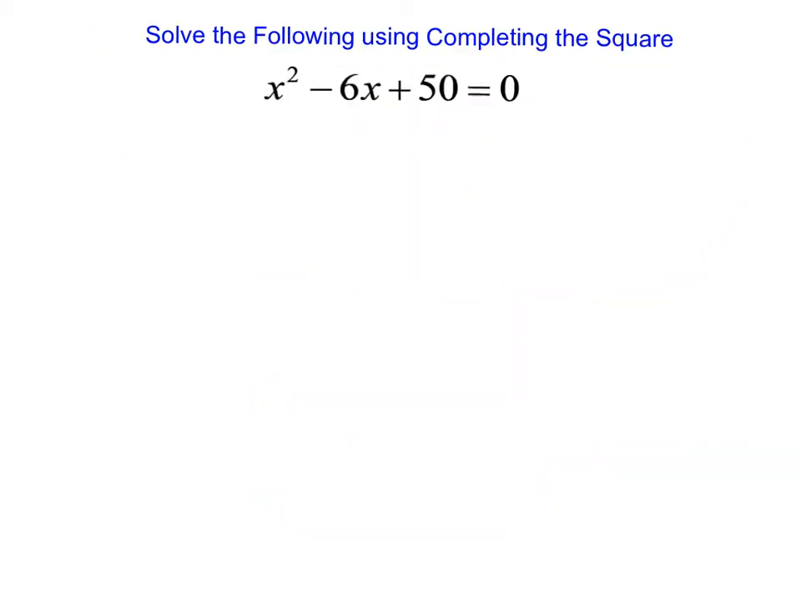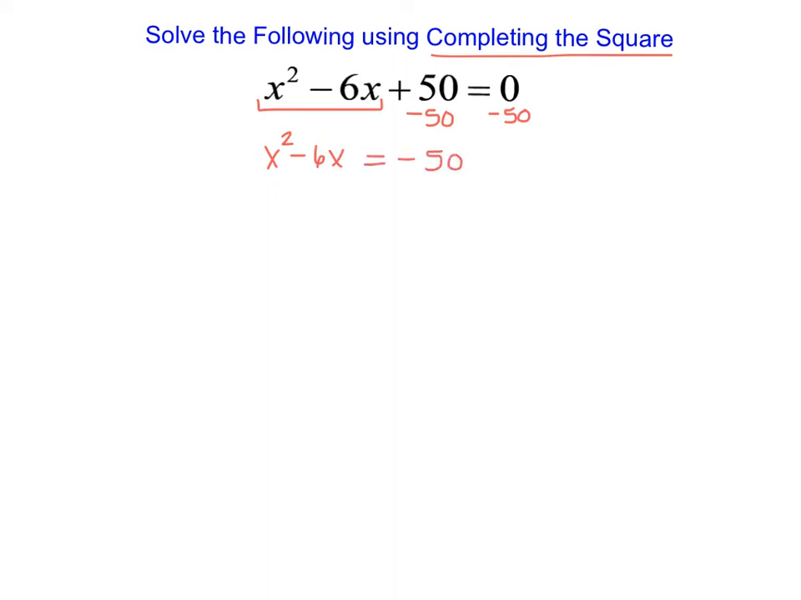So let's practice a second example. So again, we're using completing the square. And when we use completing the square, we want everything with x's on one side of the equation and all of the constants on the other. So I'm going to start here by subtracting 50 from each side. So remember, the starting point is different for these completing the square problems. So here I have x squared minus 6x is equal to a negative 50.